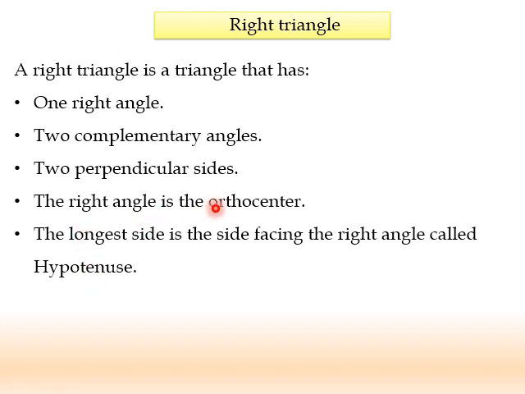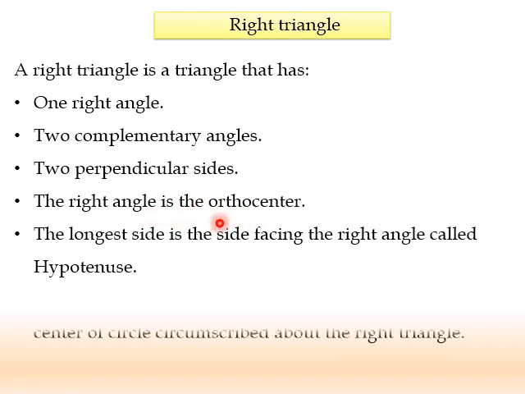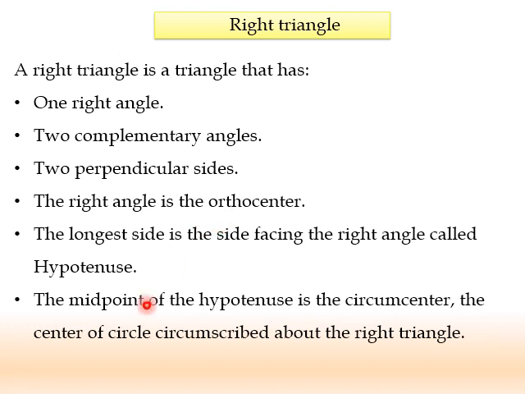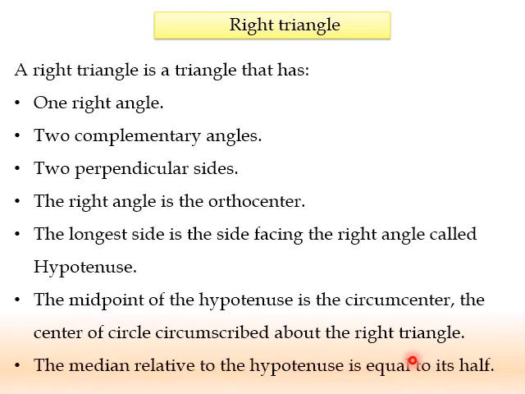The orthocenter, or the intersection of the heights, is the vertex of the right angle, okay? The midpoint of the hypotenuse is the circumcenter, the center of the circle circumscribed about the triangle. Please, these notes should be written in your classwork copybook and memorized well, because we will use them to prove later on. The last property: the median relative to the hypotenuse is equal to its half.